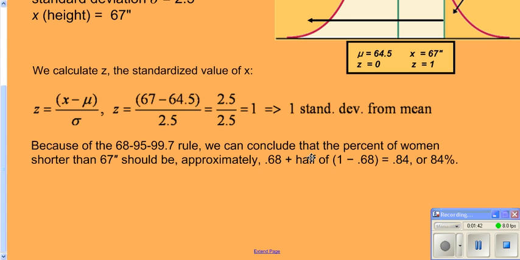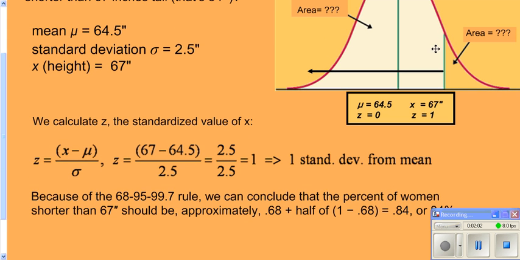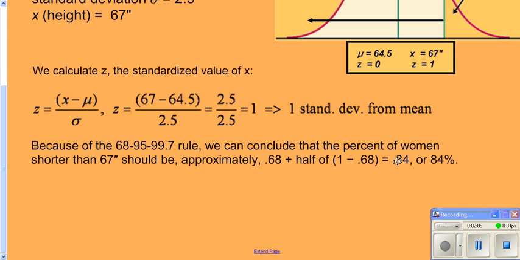Now, we can use the same idea that we did when we were looking at the heights of the men. You have 68% of your data being within 1 standard deviation. And then this right here tells you the area of both of your tails, but once again, we only wanted one of those tails, so that's why we take half of it. And then, because you're looking from 67 all the way to the left, you end up getting that 0.84 or 84% like we had when we were dealing with the men a little bit ago.